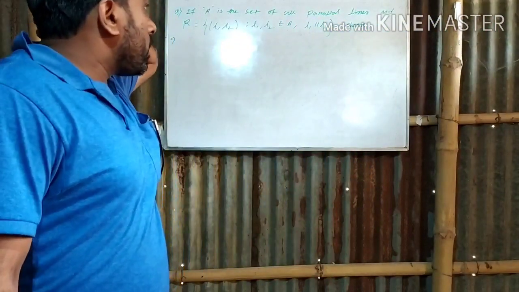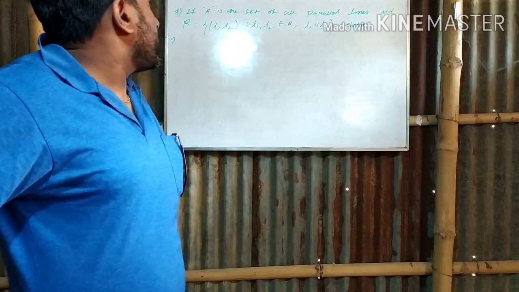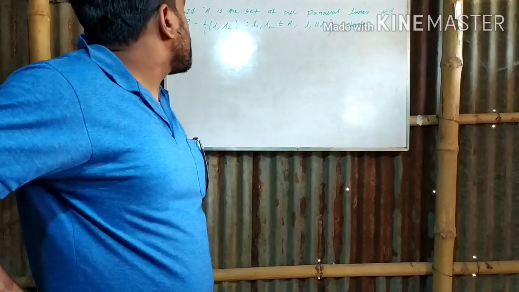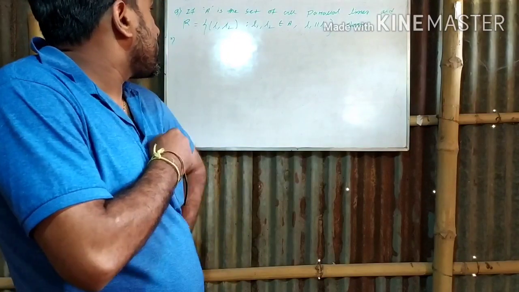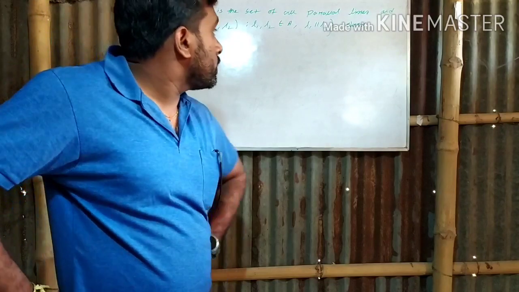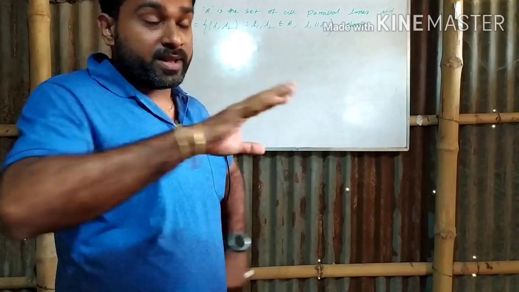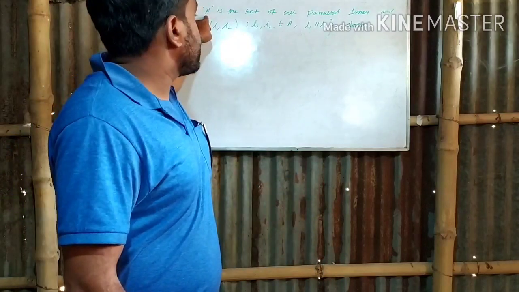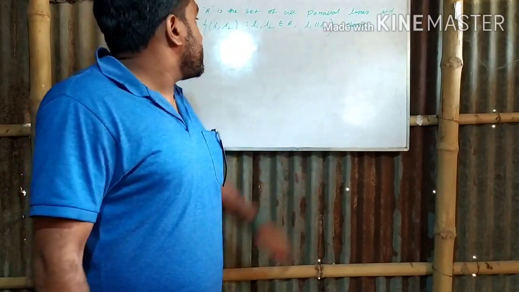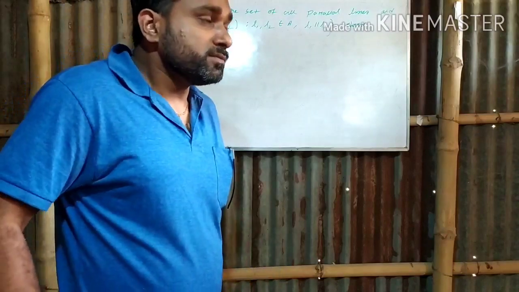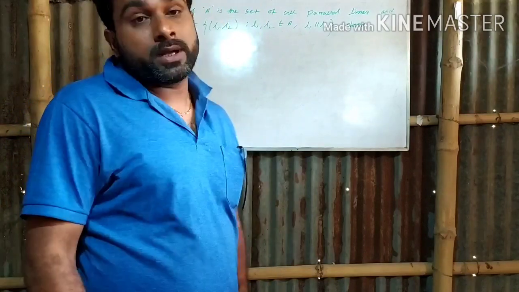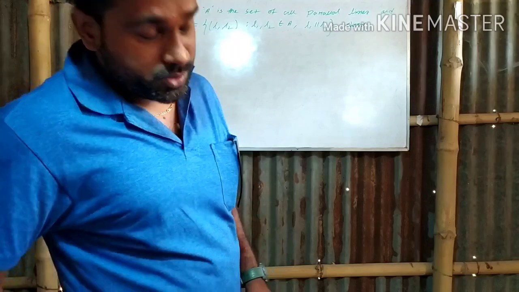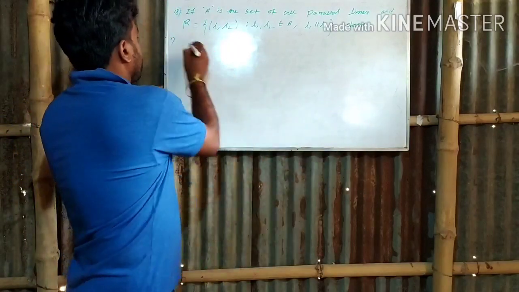Our next question is: if A is a set of all parallel lines and a relation set is given, R equals the ordered pairs L1, L2 such that L1, L2 belong to the A set, and the A set is the collection of all the parallel lines. This A set is given in the question. Check whether it is an equivalence relation or not. So here we start.